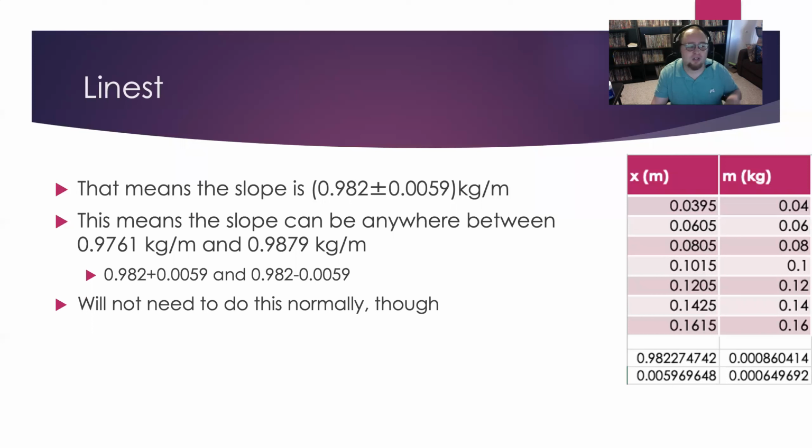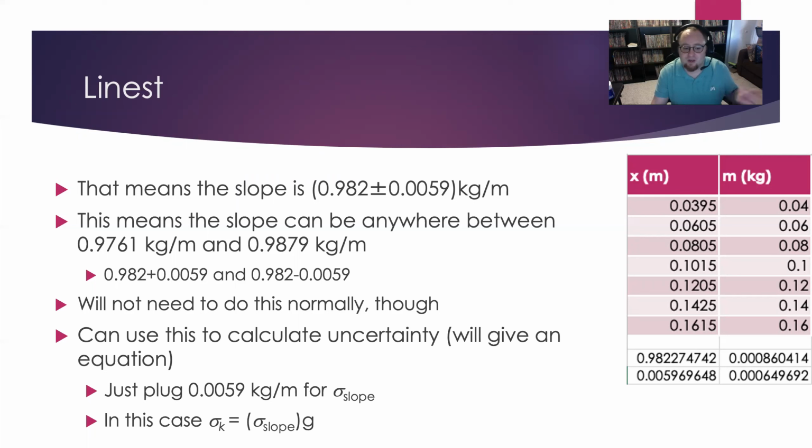How you're going to do that is you can use the uncertainty in slope. You see the uncertainty in the slope is 0.0059 kilograms per meter. And I'll give an equation. And whatever equation I give for, in this case, uncertainty in k, that's what you can plug the uncertainty in slope into. And that's how you do it.